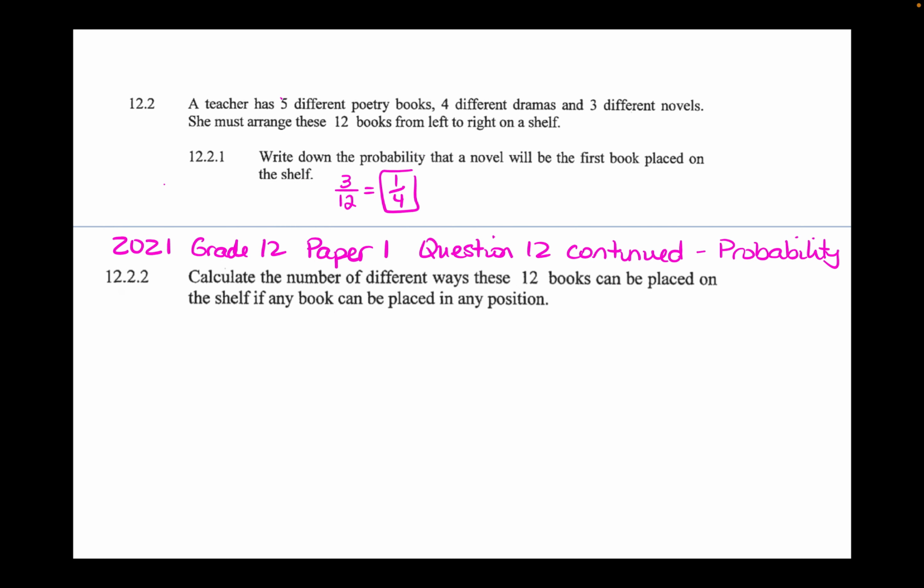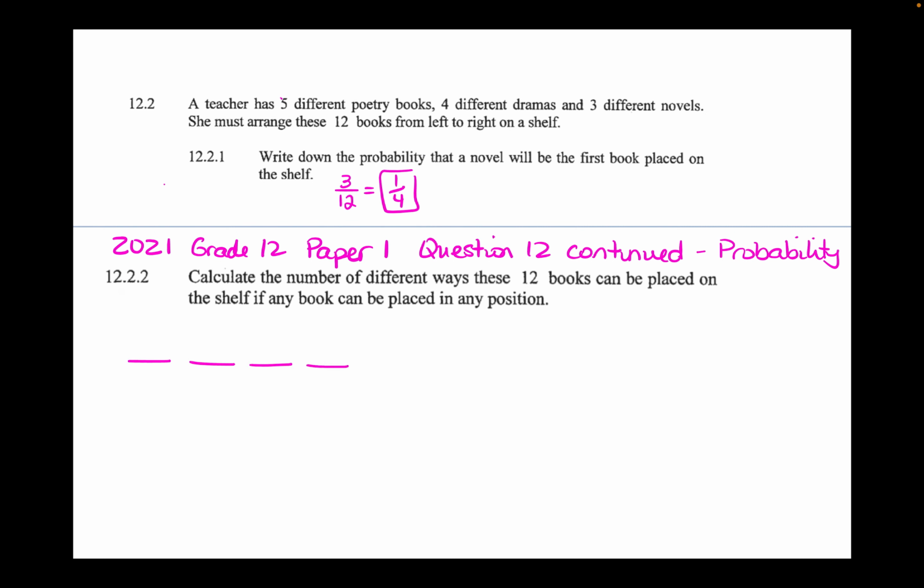Okay, we are continuing the 2021 Grade 12 Paper 1 Question 12, and the topic is probability. We left off finishing 12.2.1, and we got the probability of 1/4, and now we're ready to go to 12.2.2, and we need to calculate the number of different ways that the 12 books can be placed on the shelf, if any book can be placed in any position.